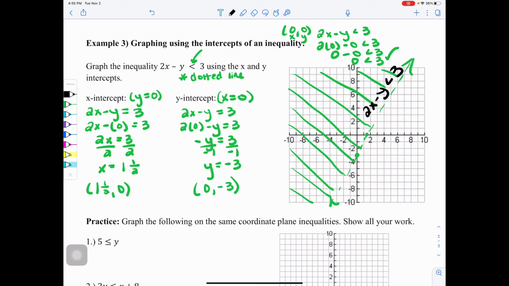So you can use your strategy of finding intercepts also when graphing and solving, finding solutions to linear inequalities in two variables.